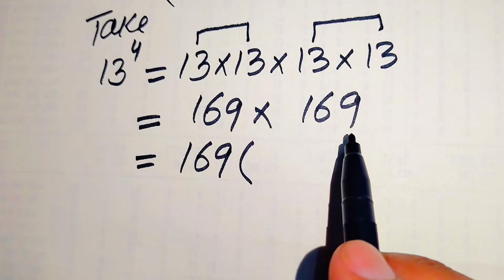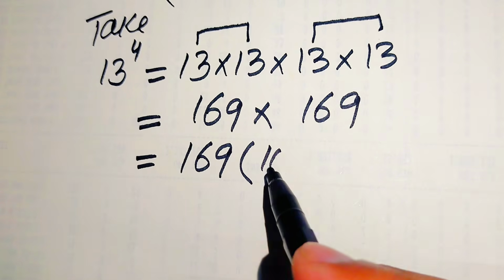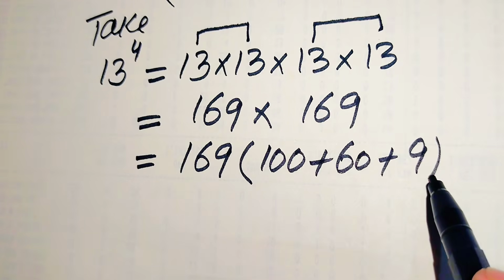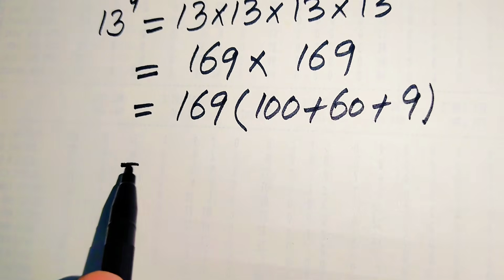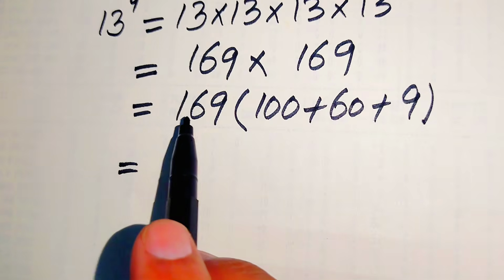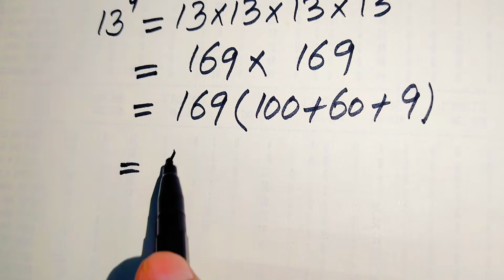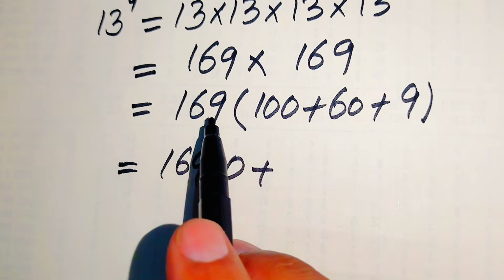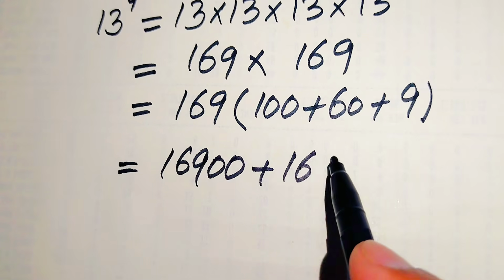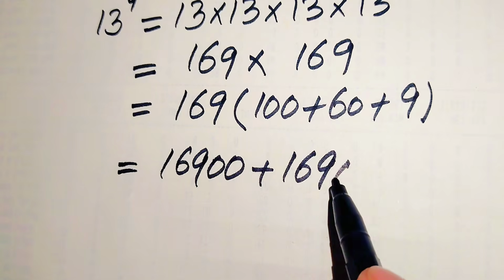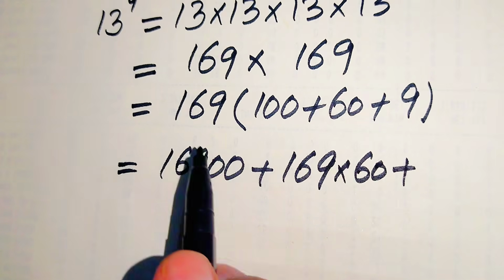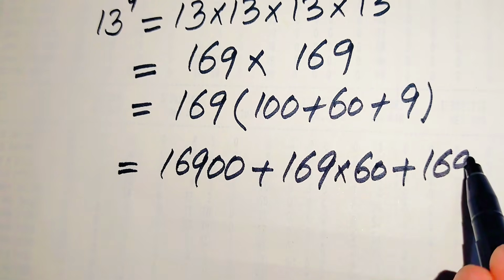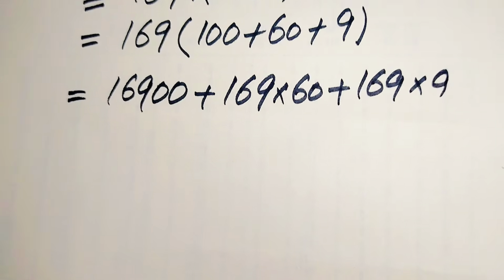So here this is 169. We break this 169 as 100 plus 60 plus 9. And now we multiply 169 separately on each of these values. When we multiply 169 with 100 it becomes 169 and we write two zeros, plus when we multiply 169 with 60 we get 169 multiplied by 60, plus after that we multiply 169 with 9 and we get 169 multiplied by 9.